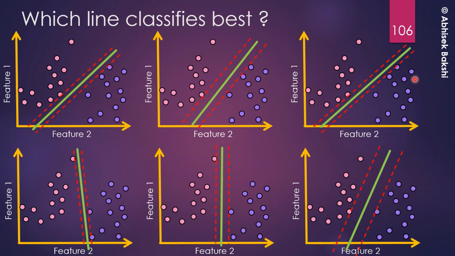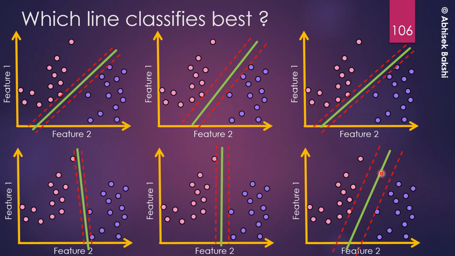So from these 6 cases, I hope visually you can understand that this last one has a very huge margin between these two red dotted lines. So naturally, the model by which this particular classification boundary has been found can be the best classifier among all the 6 cases. All are correct, but this can be the best.